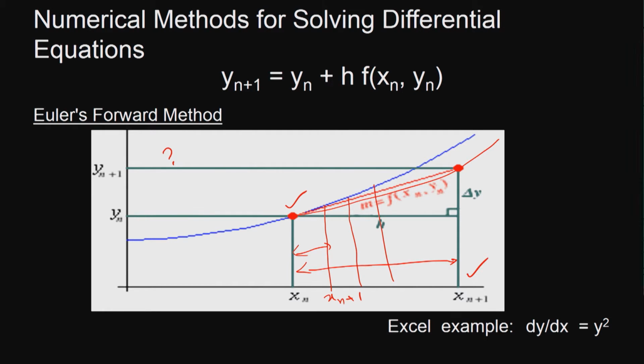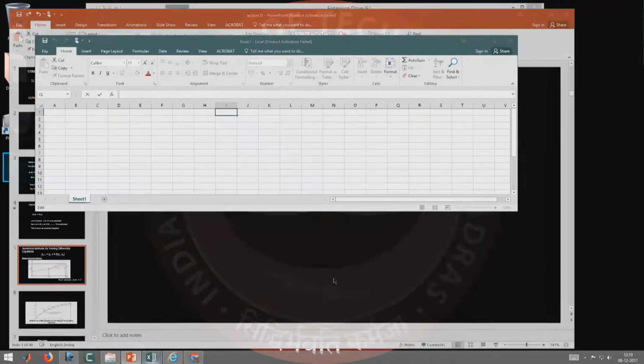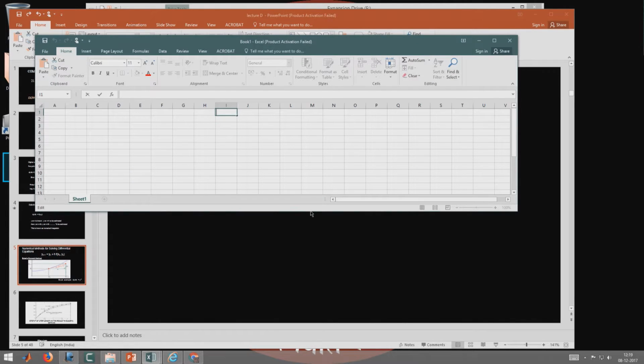So this can be done. If you want to solve, for example, an equation like this, dy by dx is equal to say y square. Imagine this is x and this is y. x we may put as say 2, and the step length can be 0.01.